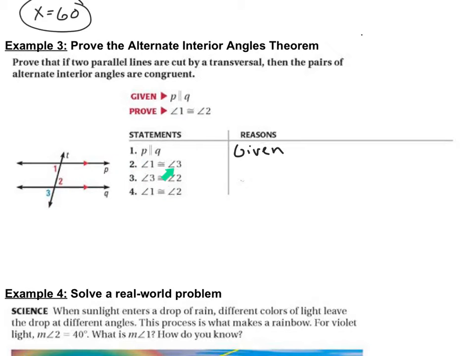Angle 1 is congruent to angle 3. How do we know angle 1 is congruent to angle 3? Remember, they're on the same side of the transversal. They're in the same spot but on different lines, so that makes them corresponding angles. So reason number 2 here is corresponding angles. Then if we look here at 3 and 2, they are also congruent because of what? Remember, two intersecting lines create that V there. Okay, they would be vertical angles.